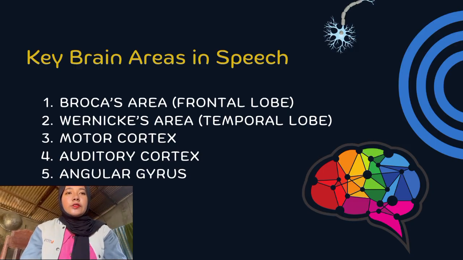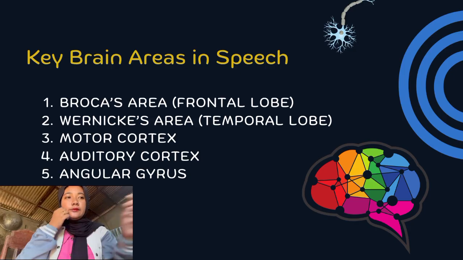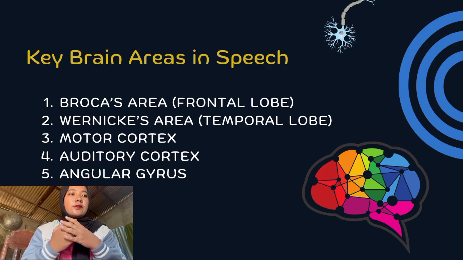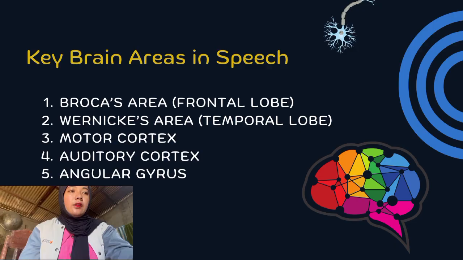Number 3, motor cortex. It controls movements of speech organs like the tongue, lips, jaw, and vocal cords. Without it, even if you know the words, you cannot physically pronounce them. Number 4, auditory cortex processes sounds that come into the ear. It helps you recognize speech sounds and distinguish between similar sounds like P and B.